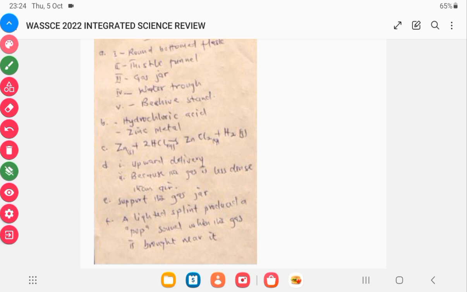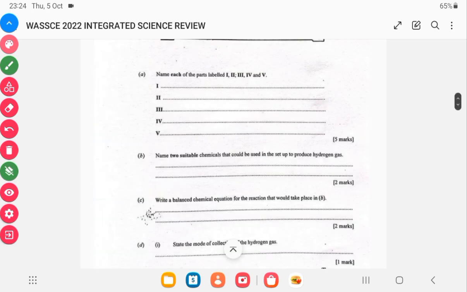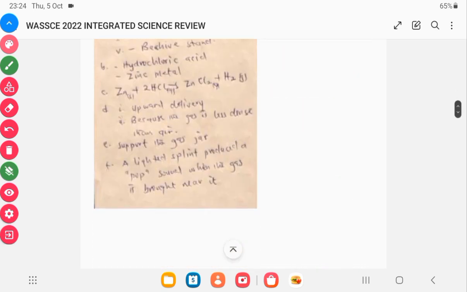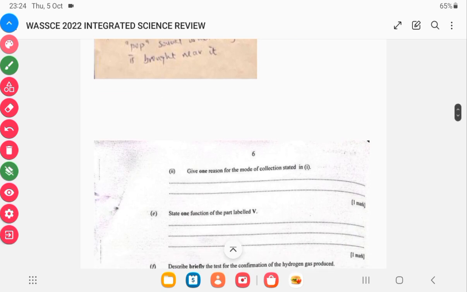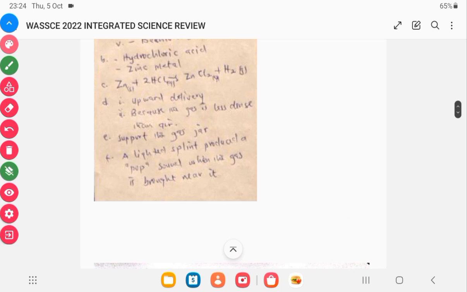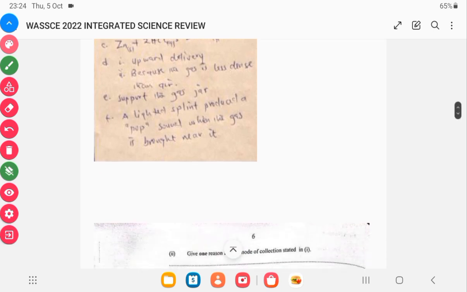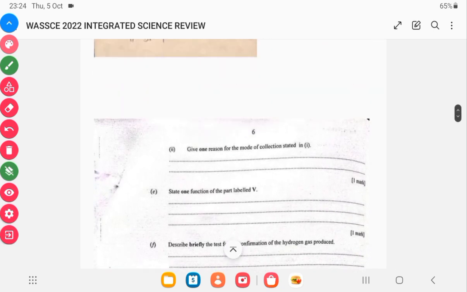Then the way of collecting the gas is upward delivery, and the reason is that it is less dense than air. Then the E, you were asked to state one function of the beehive. So the function of the beehive is to support the gas jar, and you were also asked how you can test for the gas.